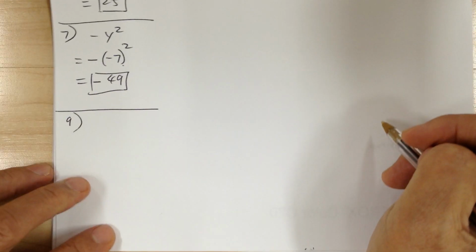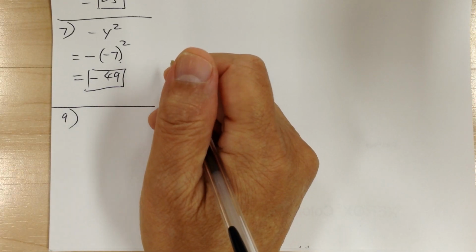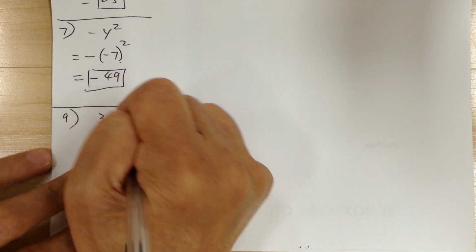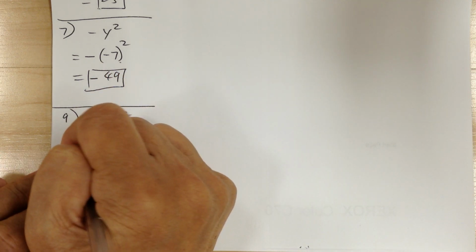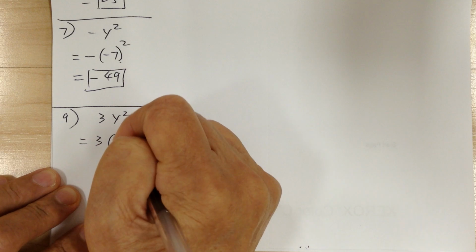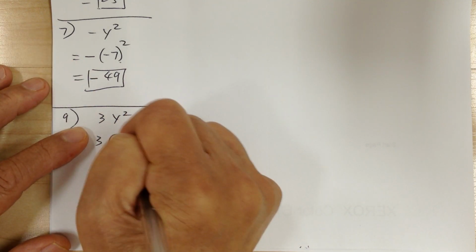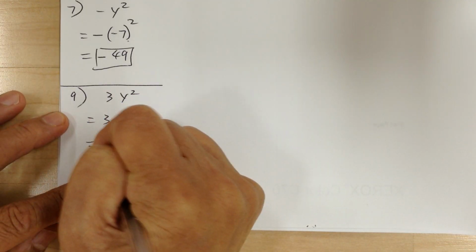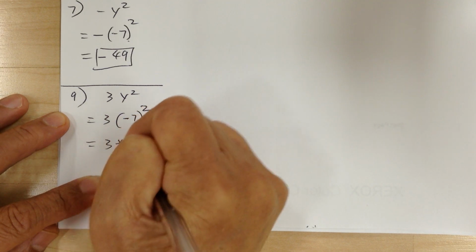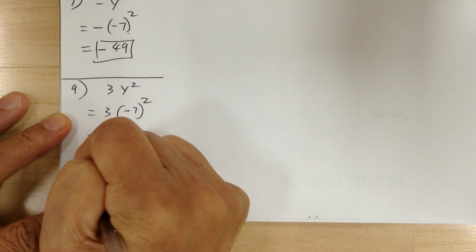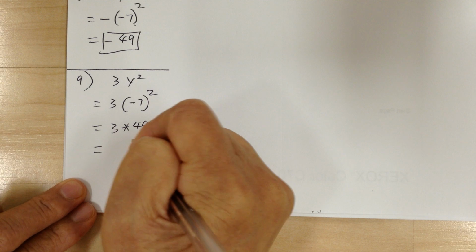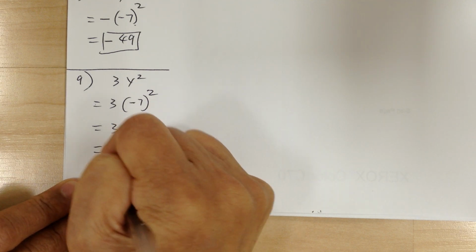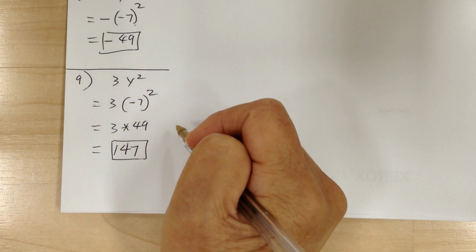Number 9. You got 3y squared. So y is -7, and this will equal to 3. Now this means multiply, right? So 3 times 49. 147.